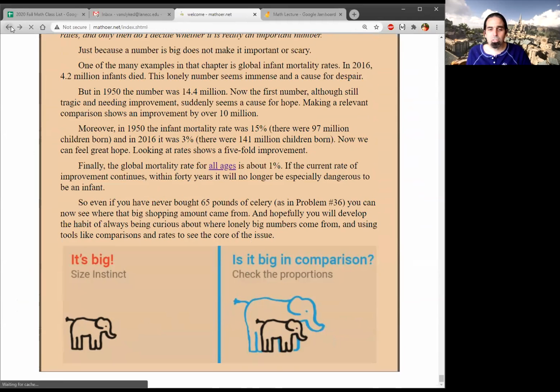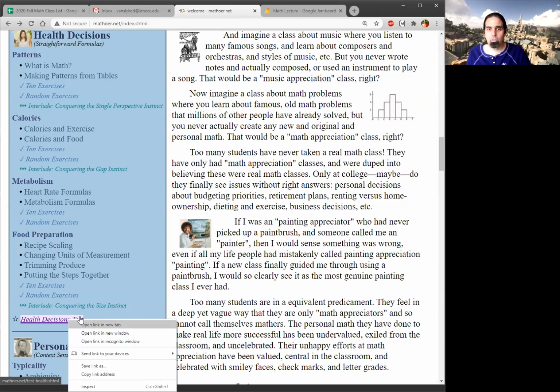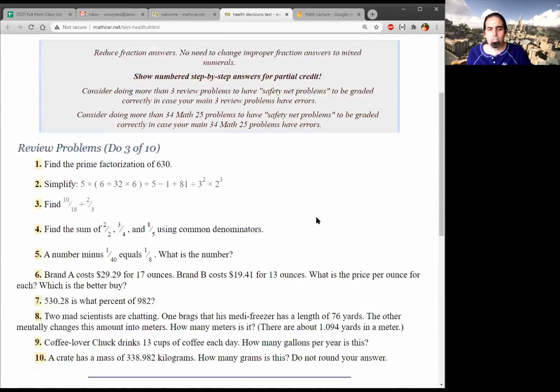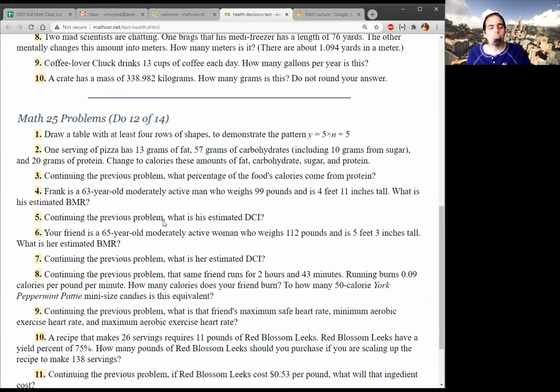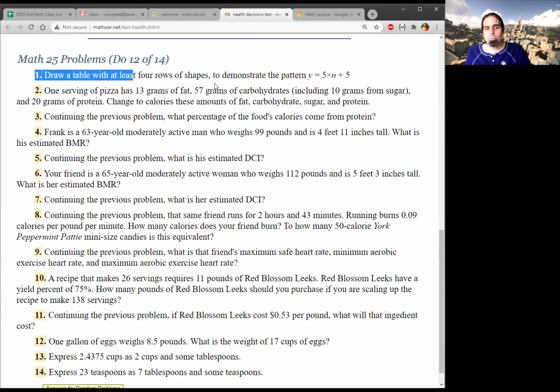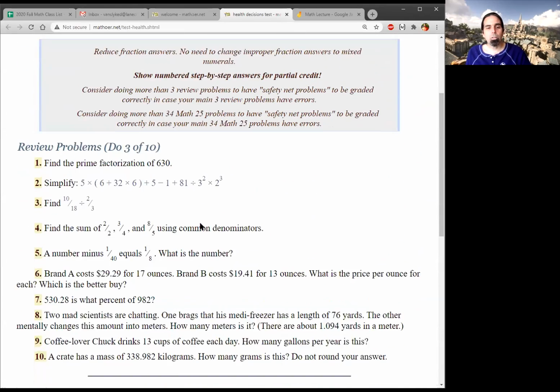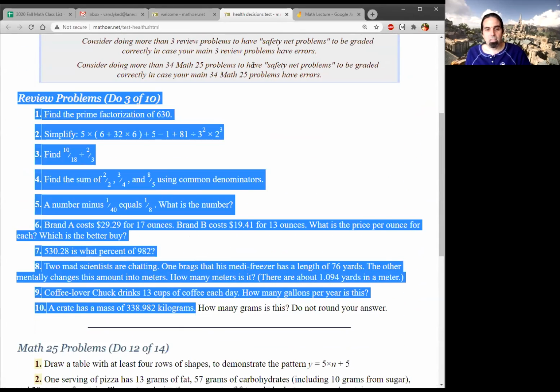So that's it for health decisions. If we look at the very bottom of the table of contents, then there's a health decisions test. So let's go there and look at that. All this is the random problems from throughout the different topics of health decisions. So this one you won't recognize because we skipped patterns, but the rest should look familiar if you've been working through all the problems so far. Part of my job as Math 25 teacher is to make sure you don't forget too much Math 20. So this test starts with a bunch of Math 20 problems, and it says do 3 out of 10.